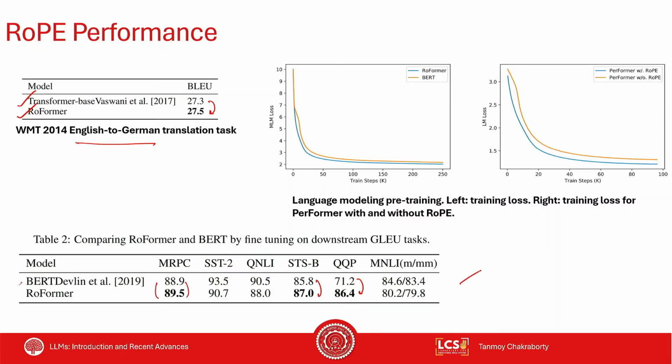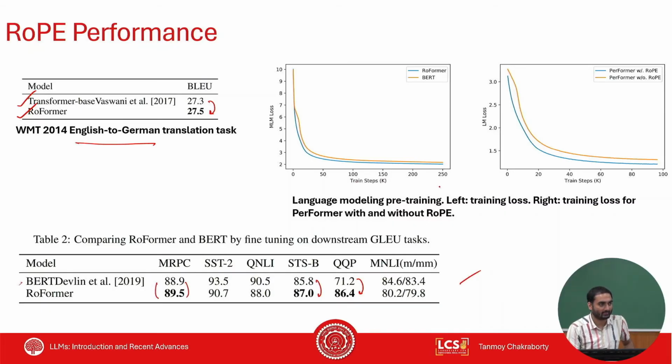Not only that, but also in the training time. The x-axis indicates the training time step, and the y-axis indicates the loss. You see, this orange line is the original BERT without RoPE, and this blue line is the RoFormer. You see that the model also converges faster than BERT.